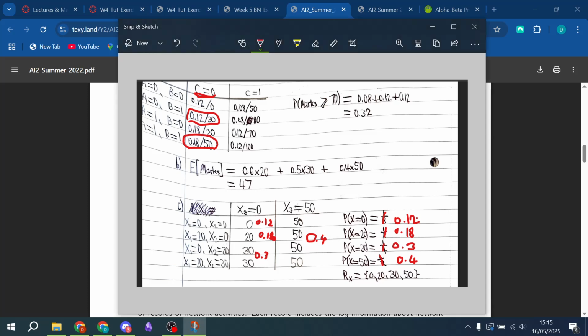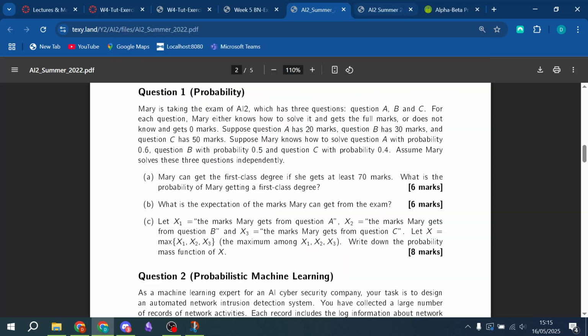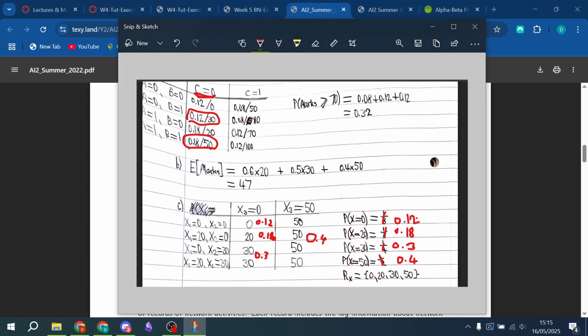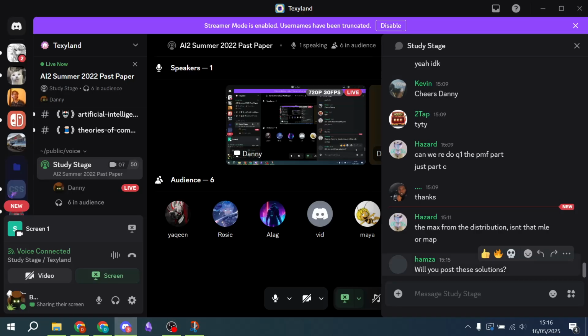And then the answer they're looking for, they just ask for the probability mass function. You just give what is the probability of getting each value of X. So these are the 4 probabilities. And then you list what are the possible values of X, which is this. Does that make sense?